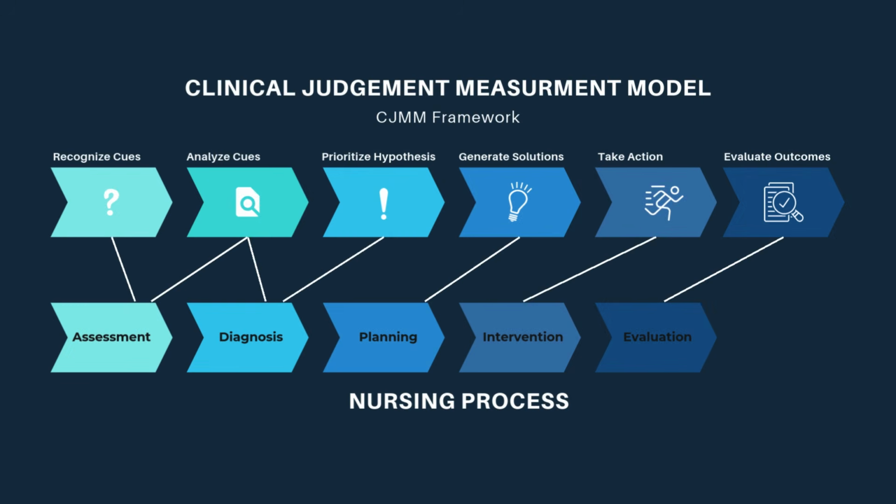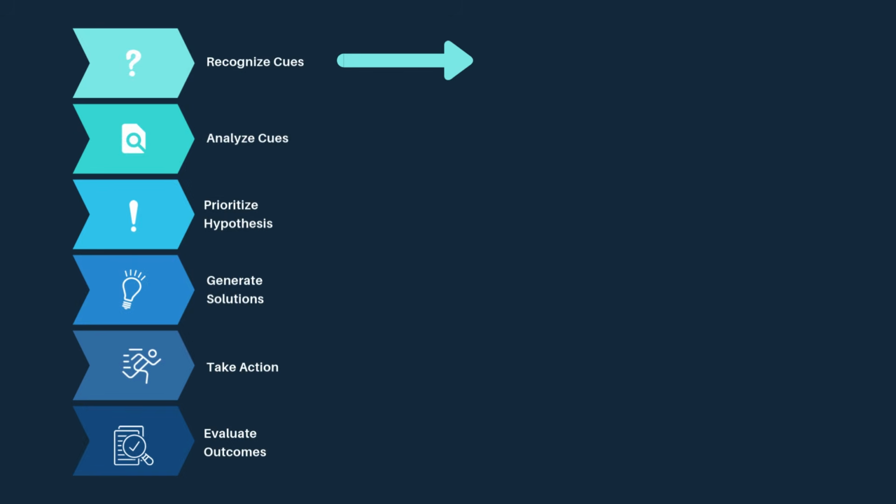The clinical judgment measurement model is your blueprint for both studying and test taking. Here's how to apply it to your notes. Let's start with recognizing cues. Recognizing cues means that you're going to highlight the signs and symptoms and the patient data that matters the most. For example, if you're looking at a patient that has respiratory distress and their heart rate is 145 and they're complaining of chest pain, what would the cues be?